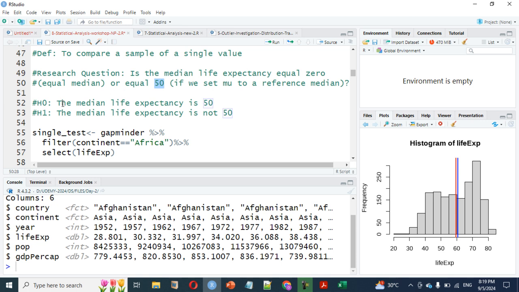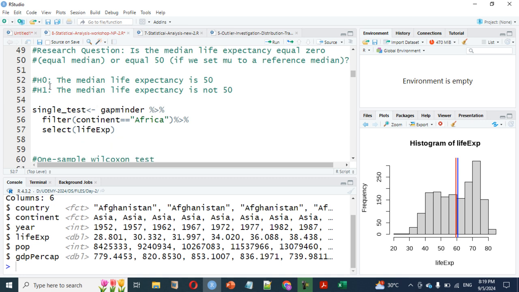So let's say we have a hypothesis now. We have H naught and H A, both a null hypothesis and the alternative hypothesis. You can call it HA or H1. Both are correct. So we want to say that the median life expectancy is 50. That is our H naught, or null hypothesis. We can say that the alternative is the median life expectancy is not 50. So we have to test.